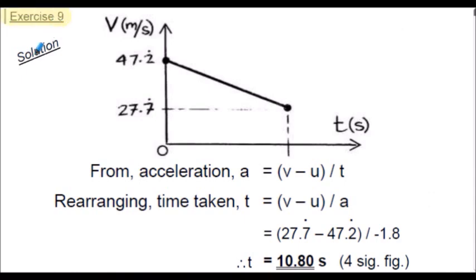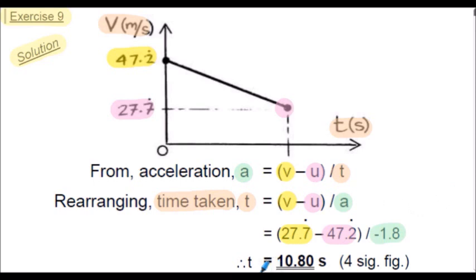Exercise 9, solution continued. So here's the sketch of the velocity time diagram. Initial speed 47.2 recurring meters per second. Our final speed 27.7 meters per second. So from the acceleration equation, a is equal to v minus u divided by t. We simply now rearrange for time taken, t, and that's v minus u divided by a. Inserting the values, that evaluates to a time taken t of 10.80 seconds to 4 significant figures.